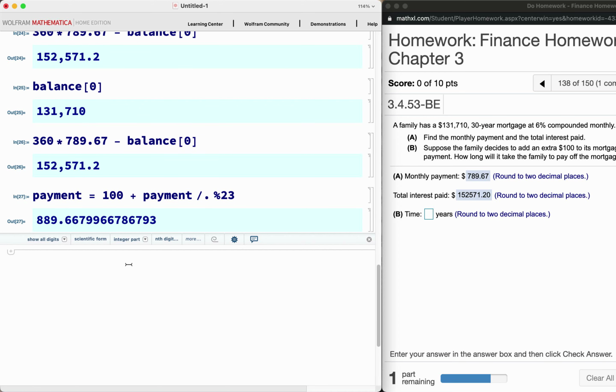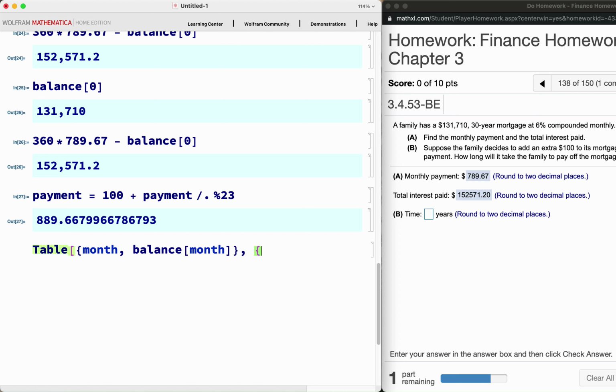So then I'm going to have to make a table. And I want to know, when do I actually reach 0? Because when you reach 0, you're done paying off your mortgage. You owe $0 when you're done paying off your debts. So how are we supposed to do this? Well, table. We could use month as the variable, balance of month, where month is gonna go from 0 to 360.